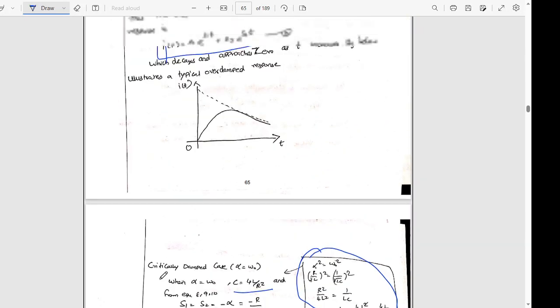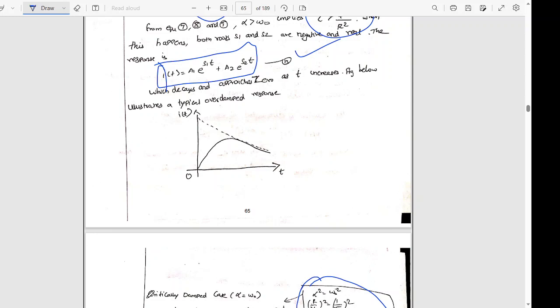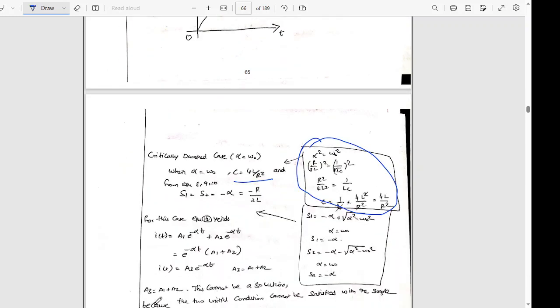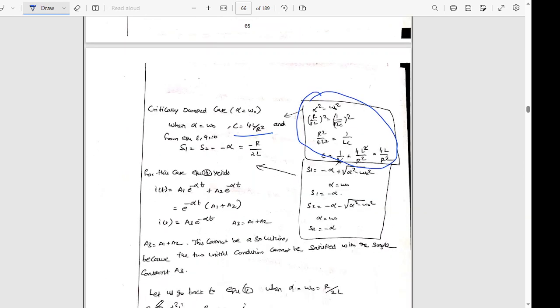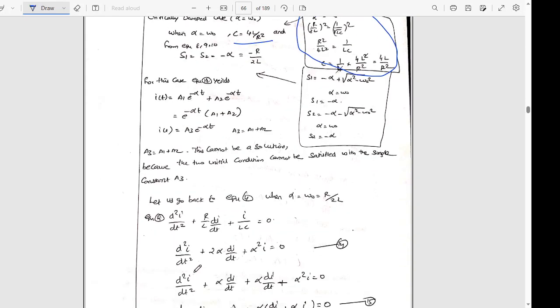If I consider this, here I have i equal to A1 e power S1 t plus A2 e power S2 t. In the place of S1, I am writing minus alpha. S2 also I am writing minus alpha. I am going to get the equation like e power minus alpha t times (A1 plus A2). A1 plus A2 will be considered as one single constant A3. And I cannot consider this as a solution, because the initial conditions cannot be satisfied with a single constant. So we are going to go back and solve for this.